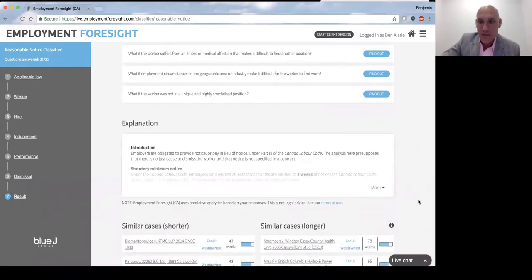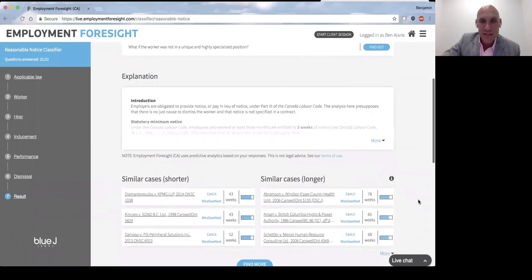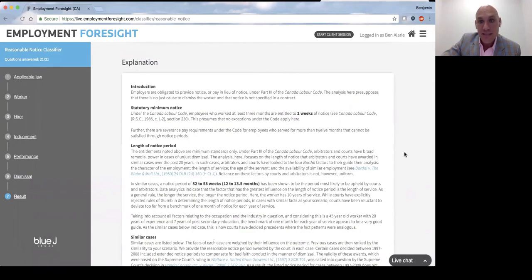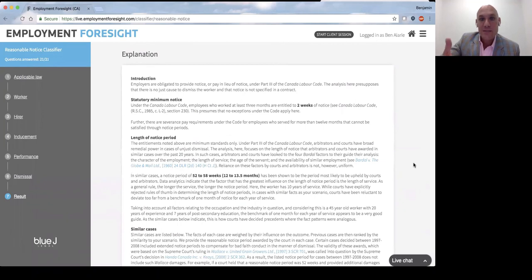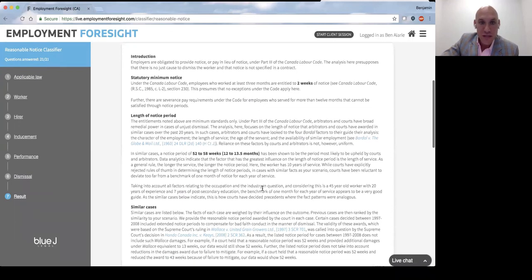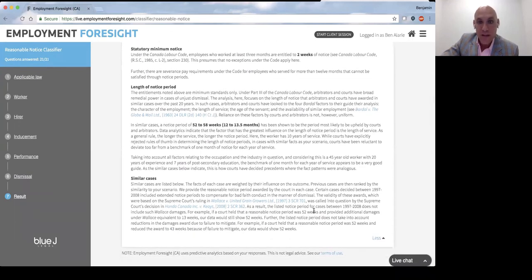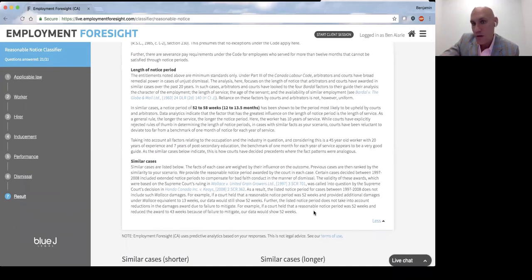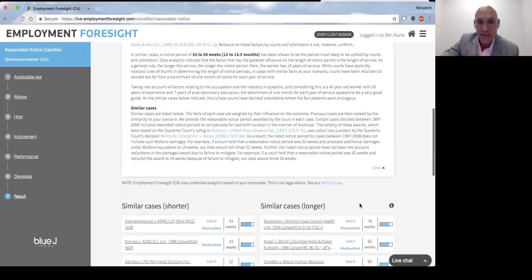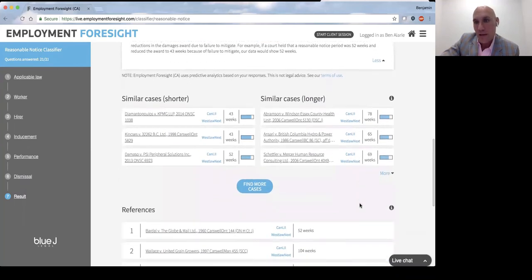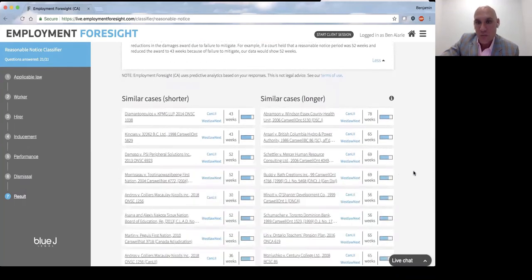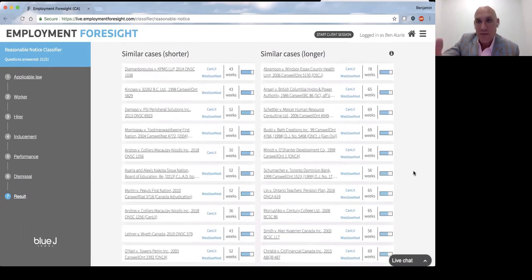Okay, I can scroll down. This results screen has a lot more information for us. It generates a plain text explanation of why the system is making this prediction in these circumstances based on all the case law. So it's explaining a little bit about the Canada Labor Code, talks about the statutory minimum notice, talks generally about the length of the notice period, and describes what you're going to see a little bit lower with respect to similar cases.